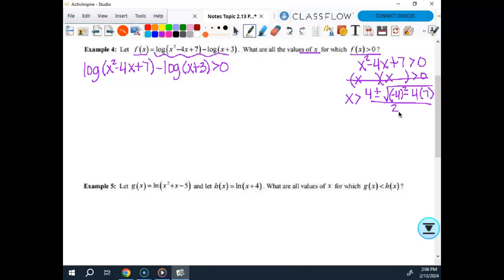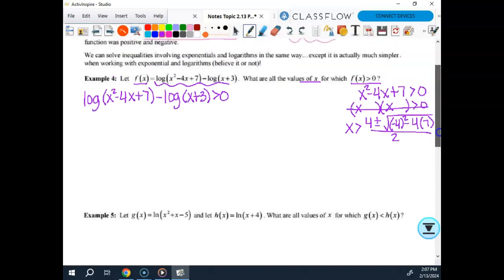Now, before we do anything else, let's think smarter, work smarter, not harder, right? What's negative 4 squared? 16. And what's 4 times 7? 28. So 16 minus 28, which is going to give me what kind of number under the square root? Negative. I don't even care what the actual number is. I'm going to get a negative number under the square root. So am I going to get real values out of this? No. So then it's kind of irrelevant, right?